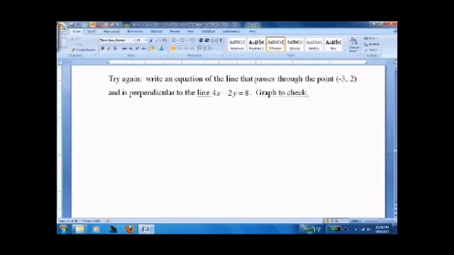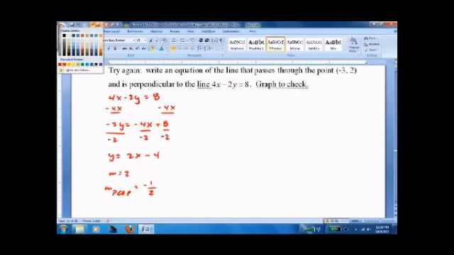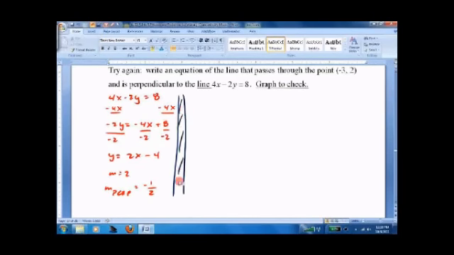Last one. Taking some time here. So we know that 4x minus 2y equals 8. Same equation as before. We'll go through it again. Negative 2y equals negative 4x plus 8. Divide by negative 2. Get y equals 2x minus 4. m equals 2. m perpendicular equals negative 1/2. Flip it and put a negative out front.